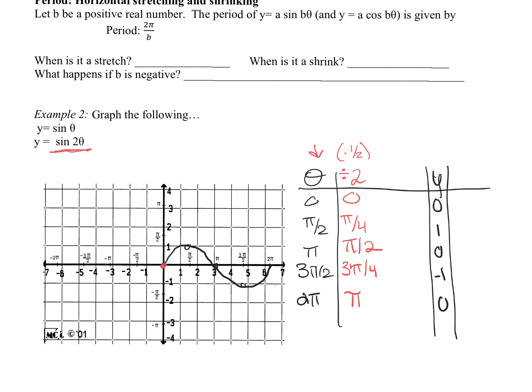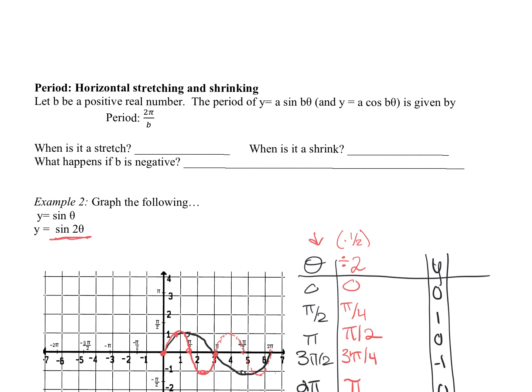So 0, pi over 4 is halfway between 0 and pi over 2. At pi over 2, we're back at 0. At 3 pi over 4, we're at -1. So you can see that this thing is horizontally compressed or moved in. If I were to keep going, I can fit 2 full cycles in here, where normally I'd only have 1.